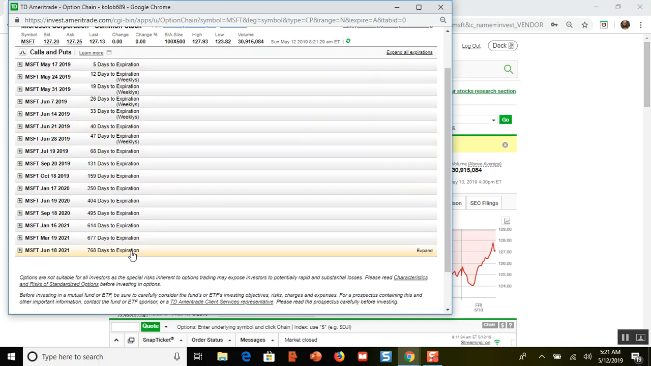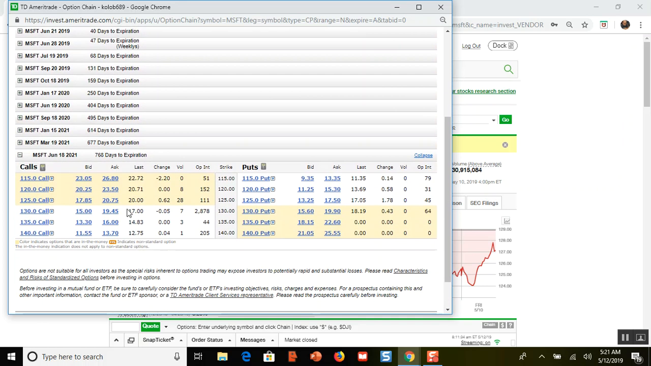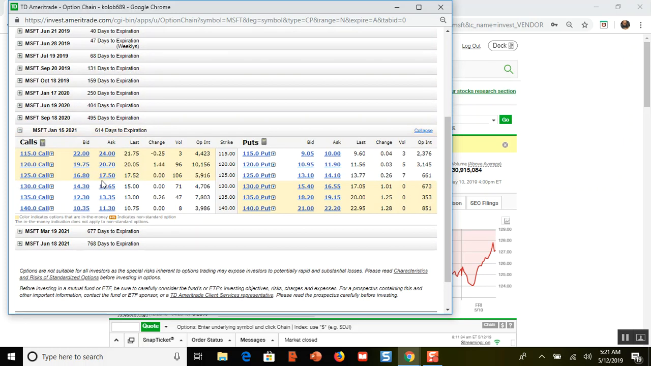So let's say you're going to do one of these wide spreads. You'd look at a call maybe, and let's say let's go to January, okay? So 614 days. This is May 12, 2019, so that's about 1 year and 3 quarters. Not quite 2 years, it's about 20 months, 614 days. And let's say that you wanted to buy this leap call, expires January 2021, and let's say you get the 130 call, okay? 14.30 is the bid, 15.65 is the ask, so let's say you spend $1,500 for that call.